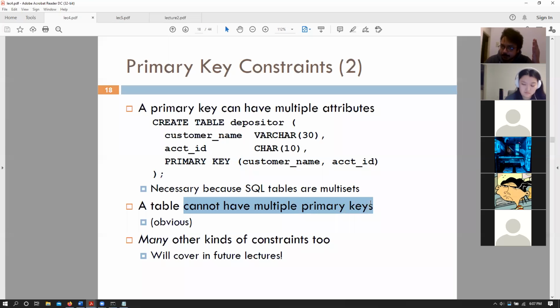A table cannot have multiple primary keys. It can have one primary key that can have multiple attributes. Okay.